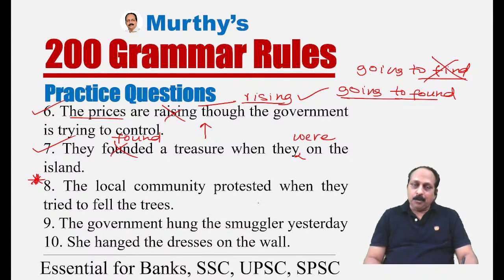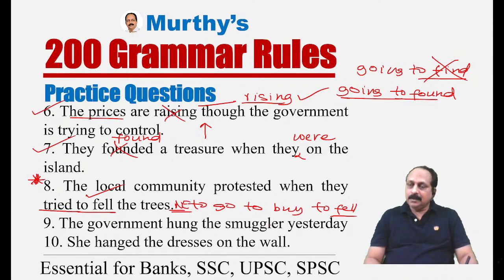The local community protested when they tried to, then you have to use a basic form. To go, to buy. Same way, what is the verb here? Fell. And what is the basic form? To fell. When they tried to fell the trees, perfect. No error whatsoever. This is an important question. Under pressure, you may think to fell may not be right, but it is right because it doesn't talk about fall, fell, fallen. It talks about fell, fell, fell, and the basic form is to fell.